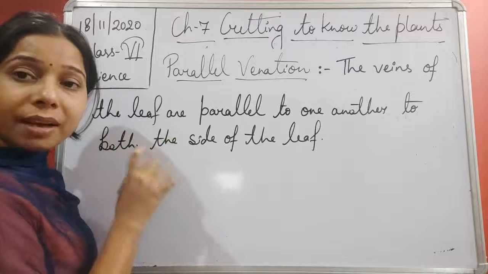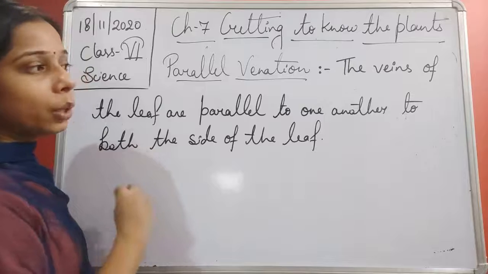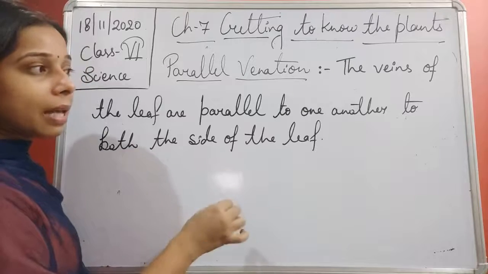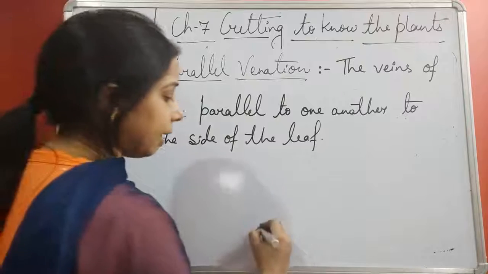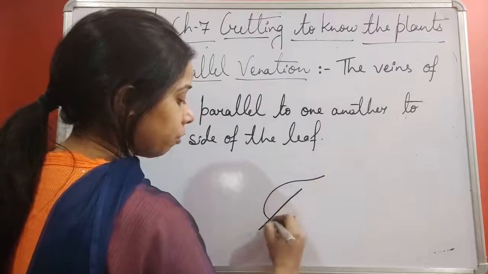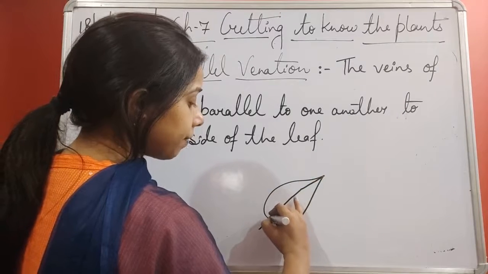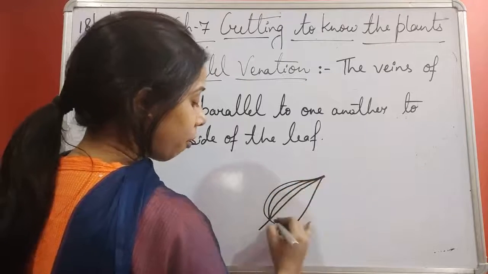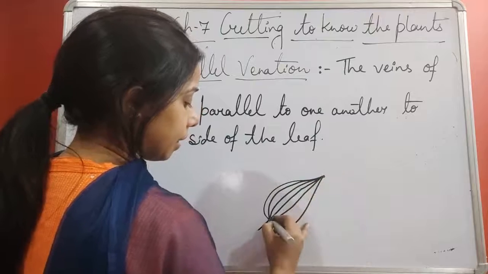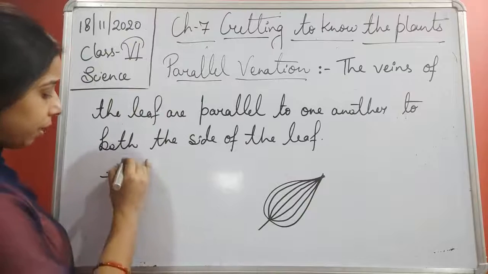In the previous one, student, we have seen that they show a net-like pattern or design. That is the reticulate venation. Here the veins are parallel to each other, so it is a parallel venation. Basically, if you see the diagram, this is the leaf. Here all the veins start from the base of the leaf, and hence they go parallel to one another. So we can write it.